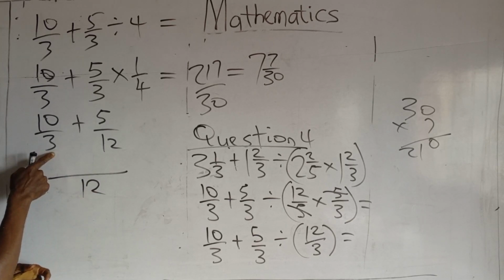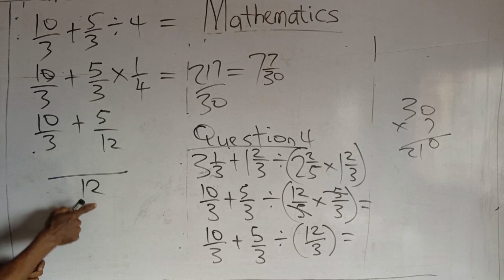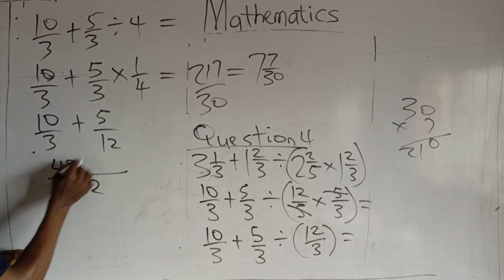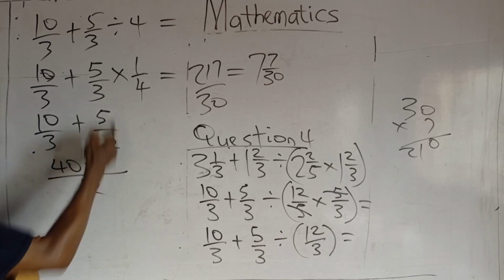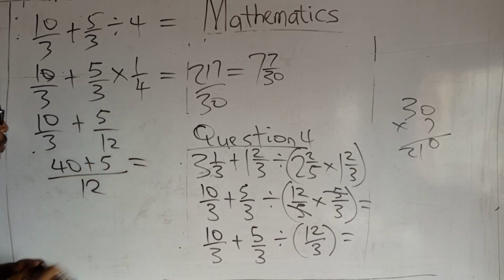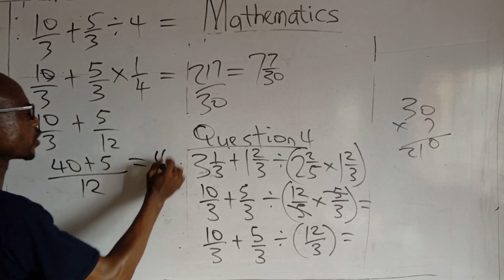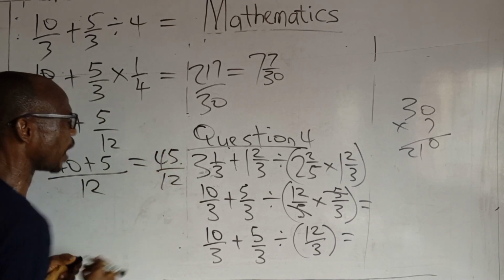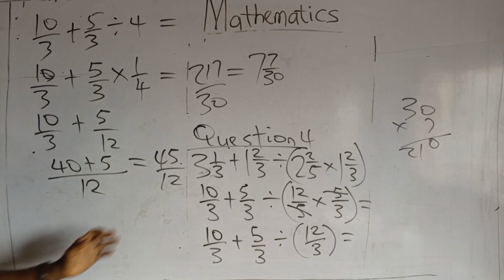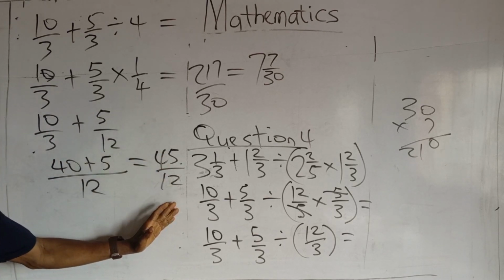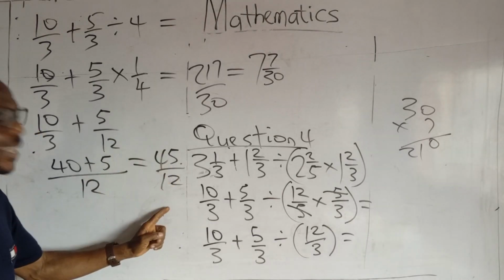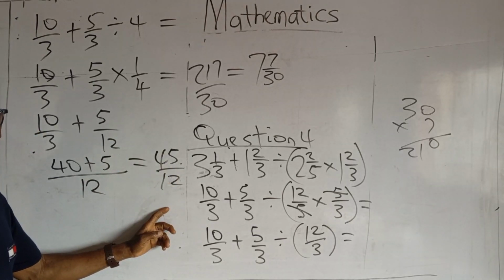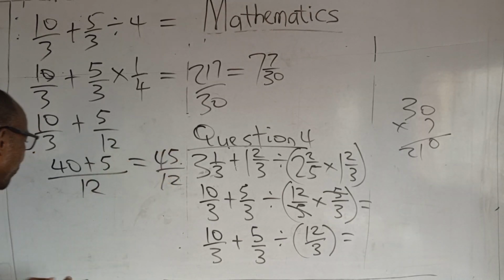12 divided by 3, what do we have? 4. And 4 times 10 gives us what? 40. 12 divided by 12, 1. And 1 times 5 is equal to 5. So 40 plus 5 gives us what? 45 all over 12. We cannot leave our answer like this because there's something that can still divide. And what is that? 3 can divide. So let's divide by 3.